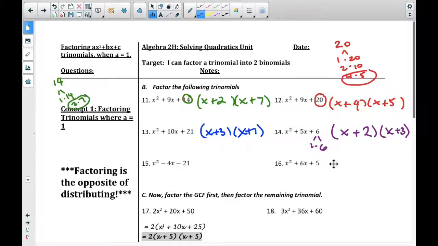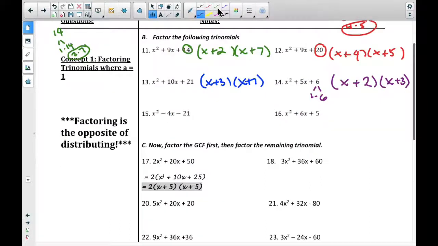And so let's talk about minuses now. Because I do want to talk about minuses, but I don't have a lot of minus examples, on number 16, let's change this to a minus 6x, and that way we can talk about the negatives there. Okay, but let's start with number 15. I would start, like I always do, with my two sets of parentheses. But now I have to take a second to think about my positives and negatives, because it's a negative 21.